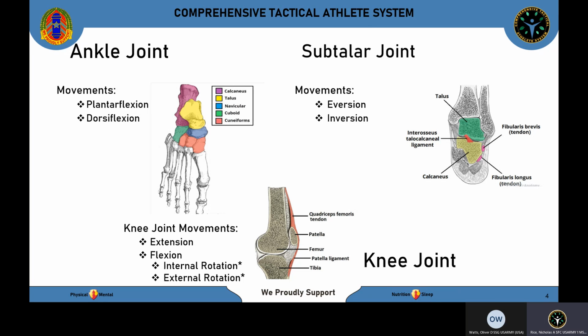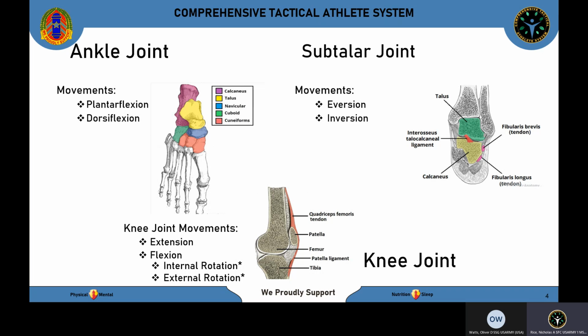Okay, so if something can only perform 2 joint actions, that joint can only move in one plane of motion. If it can do 4 joint actions, it can move in 2 planes of motion. And then of course, there's only 3 planes of motion. So the maximum joint actions a joint can perform are 6, right?